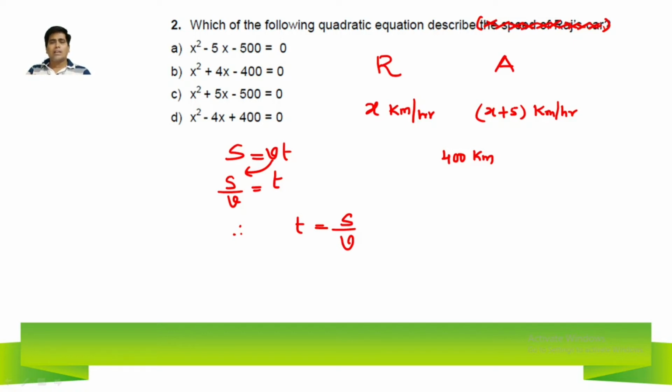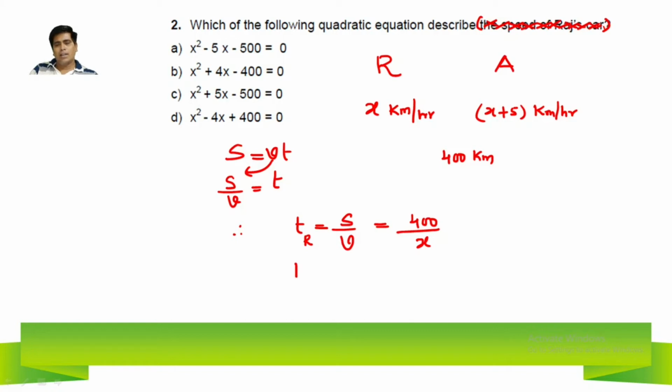Now I will calculate Raj's time. About Raj's time, how much distance is he traveling? 400 kilometers. His speed is how much? x kilometers per hour. So 400 by x gives the time of Raj. He will take this much time to cover those many kilometers with this speed.